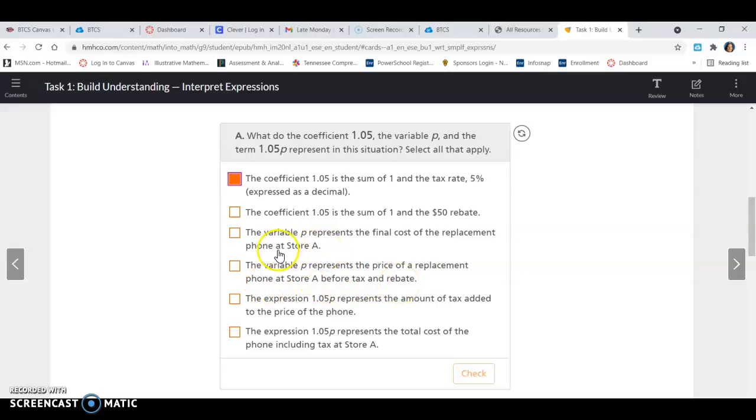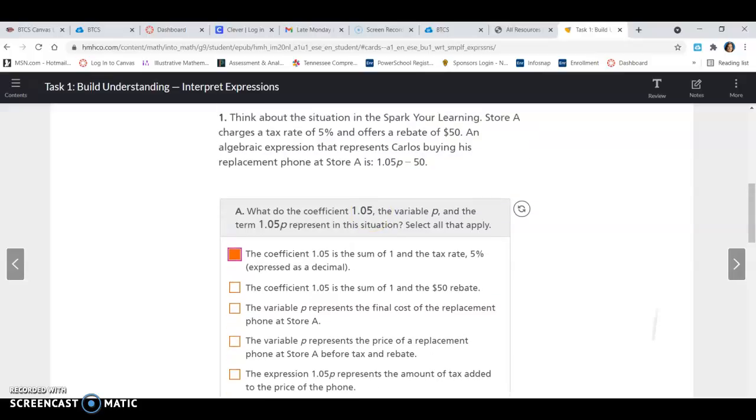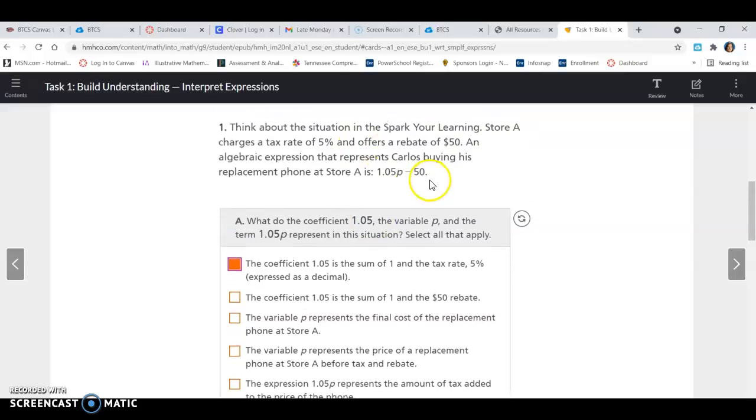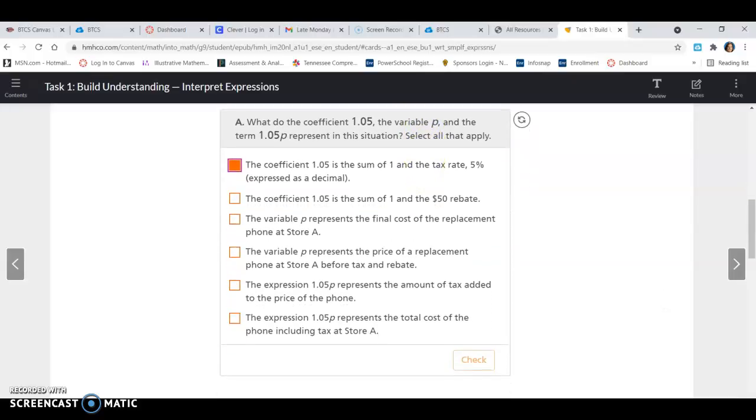Okay. The variable P just represents the price of the replacement phone. We have to multiply it by the 1.05 to add the tax rate. And then if you look up here, we have to also do the minus 50 to show that we're going to get that $50 rebate back. So this one's going to be the variable P represents the price of the phone before tax and rebate.